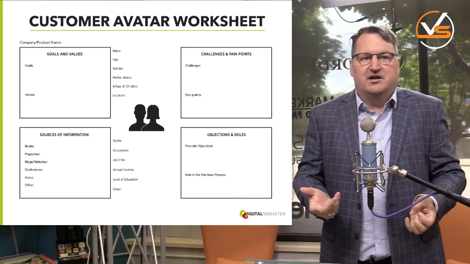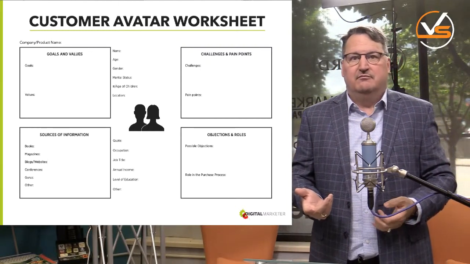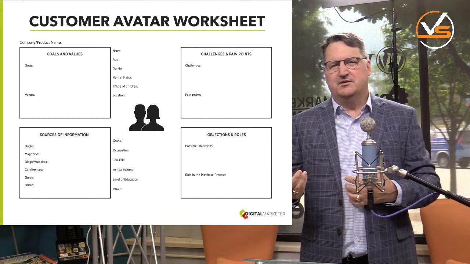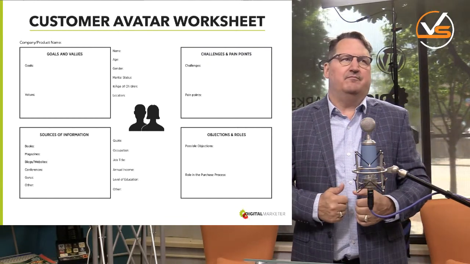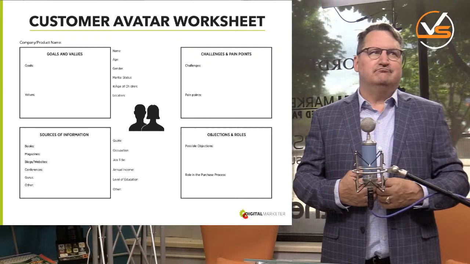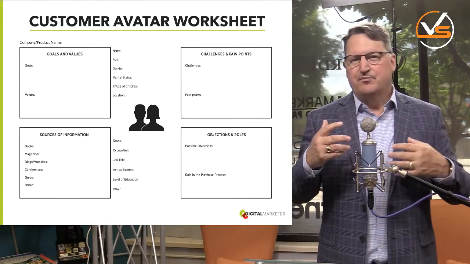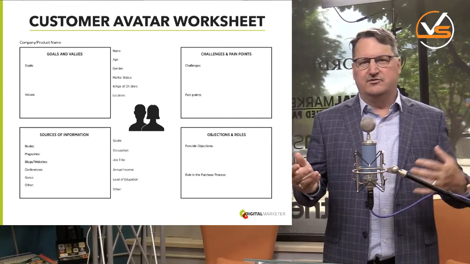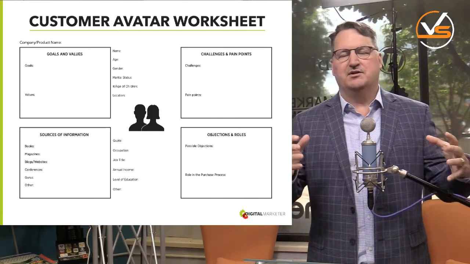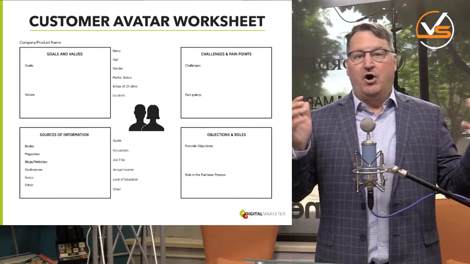Why might they object to purchasing your offer? Think about competition. Think about the trust factor. Maybe you're new in the industry. Maybe your product is really unique, so you've got to have great pictures, images, all of that.